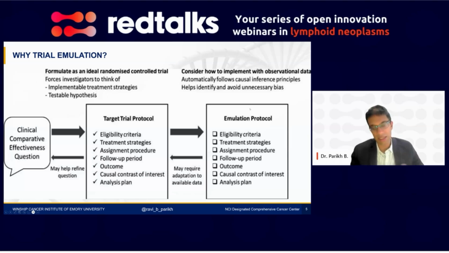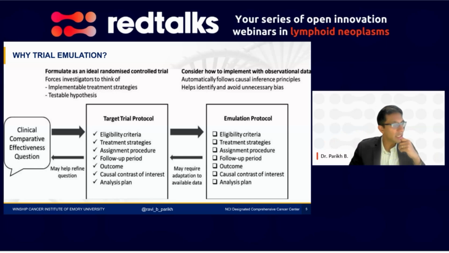So hopefully that's convinced you a little bit about the motivation for trying to emulate a clinical trial. And as I mentioned, there are a lot of applications, both pre-trial and after a trial is done, that we might want to do this kind of thing. But when we actually talk about emulating a clinical trial, what do we actually do?